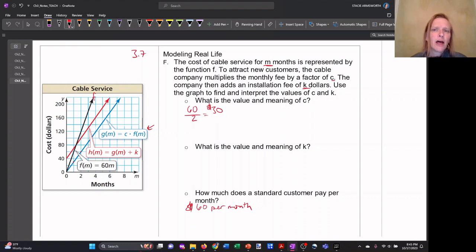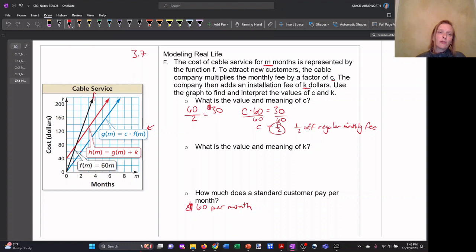Well, 30 isn't my value for c, but c times 60 gives me 30. So what must my value of c be? Well, to get c all by itself on one side of the equation, I need to divide both sides by 60, and I end up with c equals 1/2. So c is my discount factor. My value of c is 1/2, and that means our customers get half off the regular monthly fee, compared to normal customers who have to pay $60 per month.